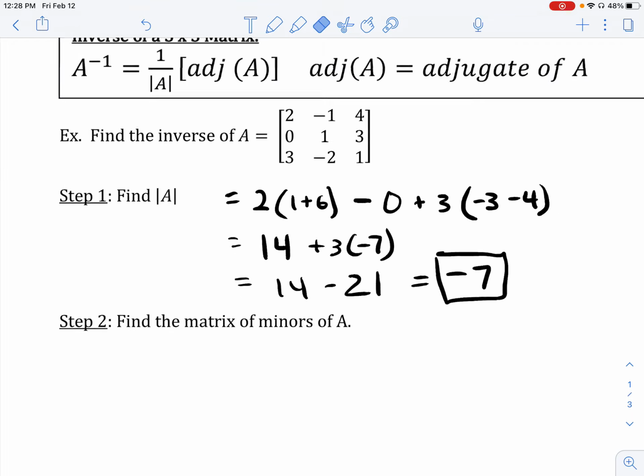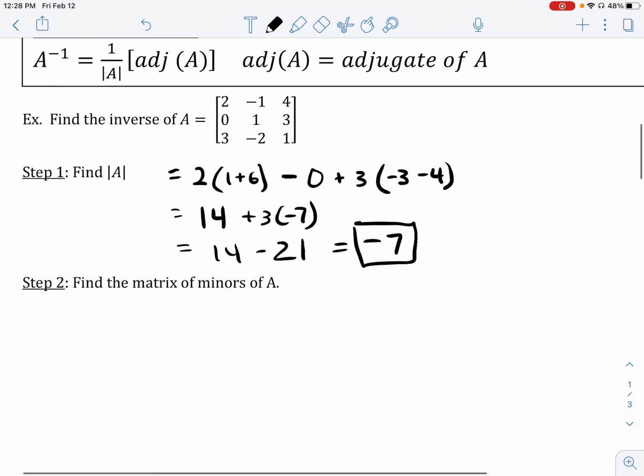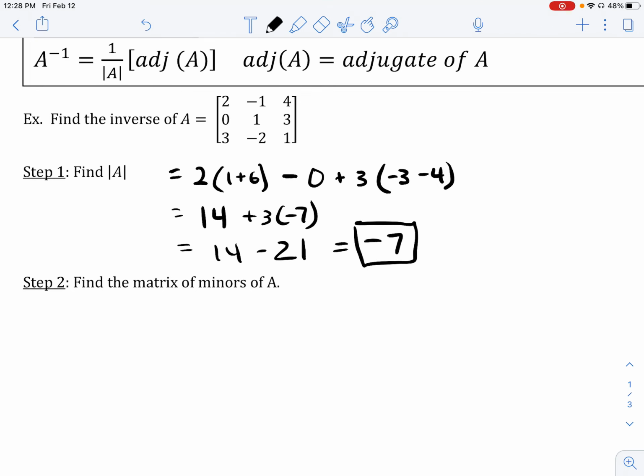All right, next up. Now that we have the determinant of the matrix, let's set up something called the adjugate. To find the adjugate, it's a couple of steps, but the first step is to find the matrix of minors. So this part might not be the most popular thing for me to say, but you know how we just found a couple of minors to find the determinant? We need to create an entire matrix full of those minors.